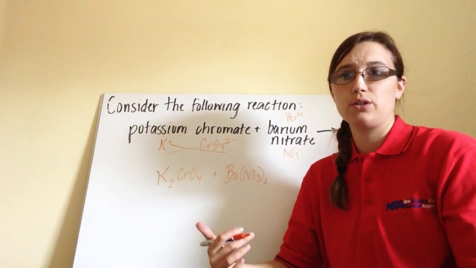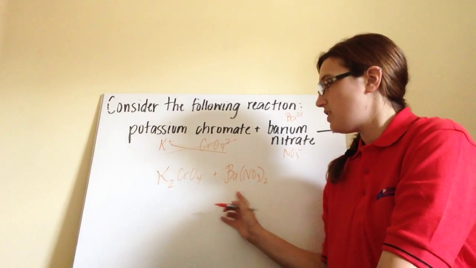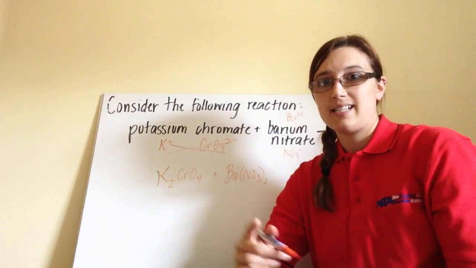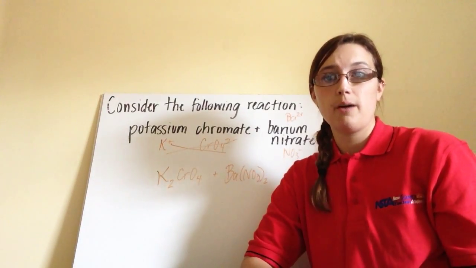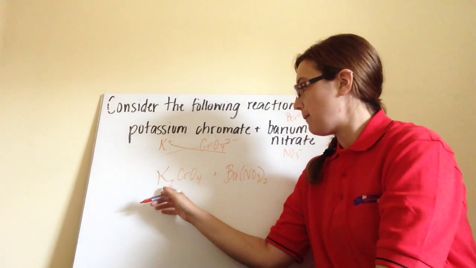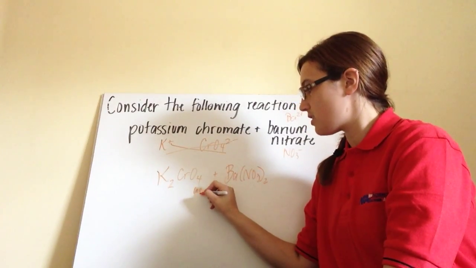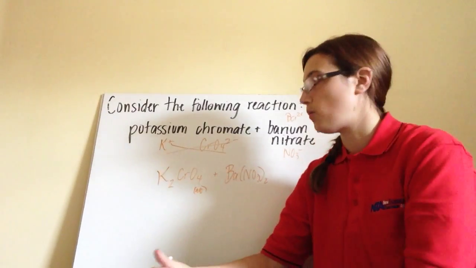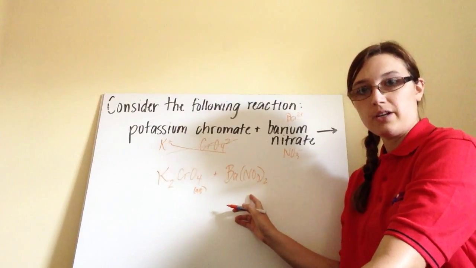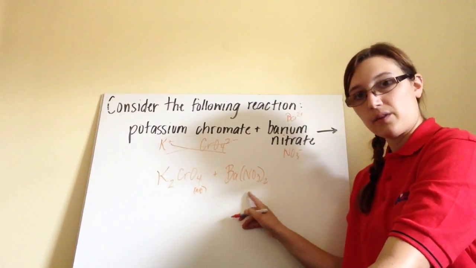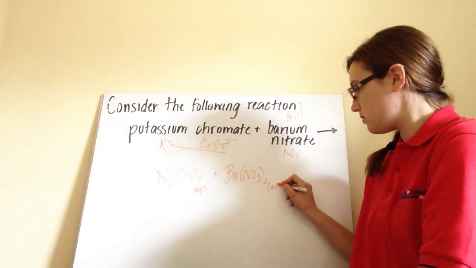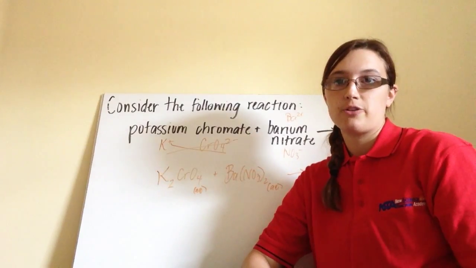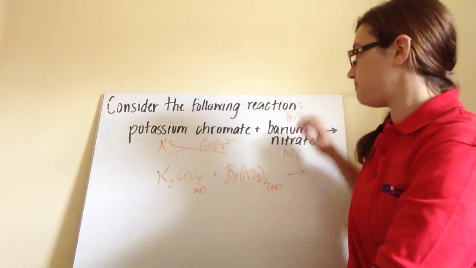Now what we need to do is include states of matter. This is where your solubility rules come into play. If you remember, anything with potassium, nitrate, ammonium, and sodium is always soluble. So that means this has potassium. If it's soluble, you write aq for aqueous. Aqueous means it's dissolved in water. And then barium nitrate: anything with nitrate is also soluble. So we have potassium chromate plus barium nitrate, both are solutions.